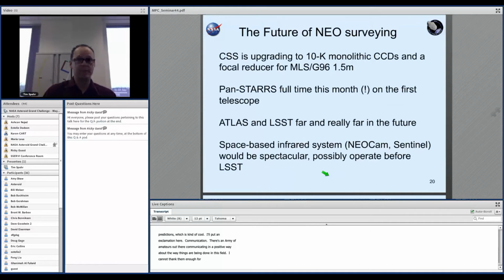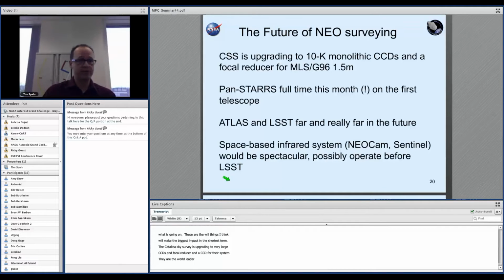So now I'm going to talk a little bit about the future of NEO surveying. Right now, there's a lot of chatter about what's going on, and these are the things I think are going to make the biggest impact in the short term. The Catalina Sky Survey is upgrading to very large CCDs and also a focal reducer and a large CCD for their system. They're the world leader in terms of near-Earth object discoveries right now. All that's going to do is make them discover more faster.